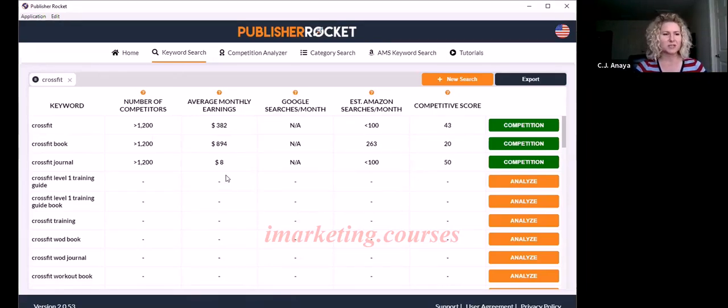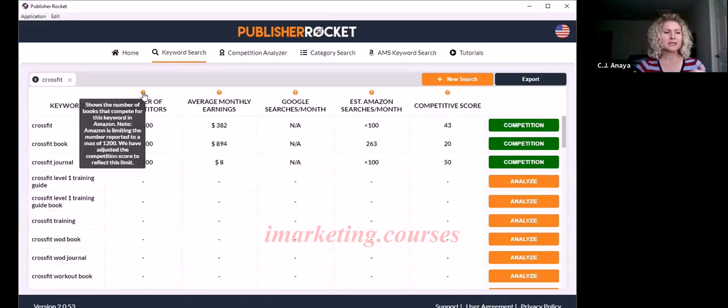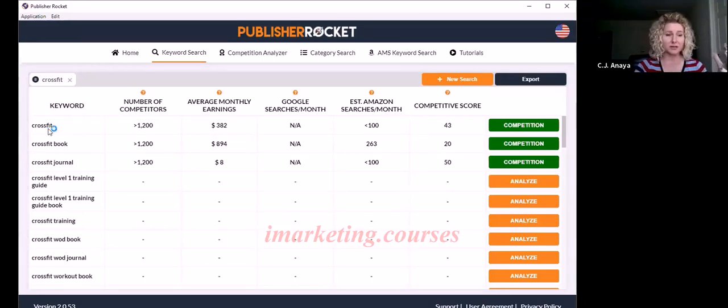So just be strategic about that. When it comes to number of competitors, it's just saying these are the amount of people, or the amount of books that are utilizing these terms. So when it comes to the book side, what they'll say is if it's greater than 1,200, you'll see that right there. I like the lower end of the spectrum. I like not having to compete with a lot of people, but I want you to take note of this.